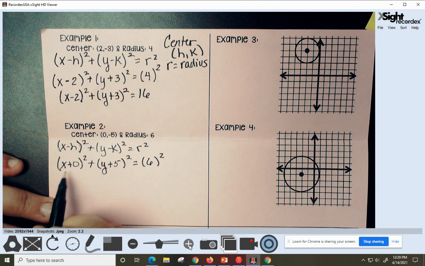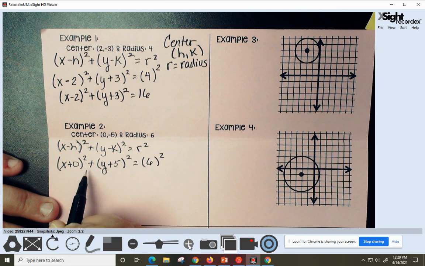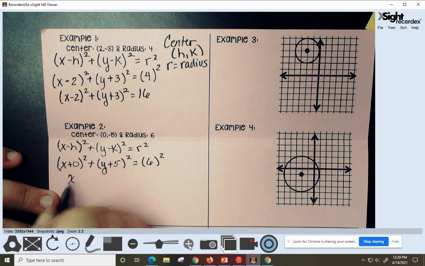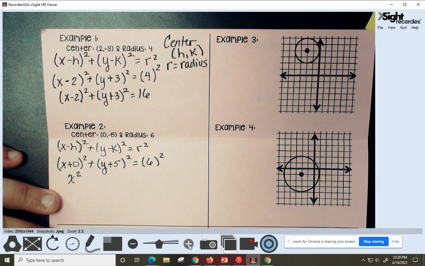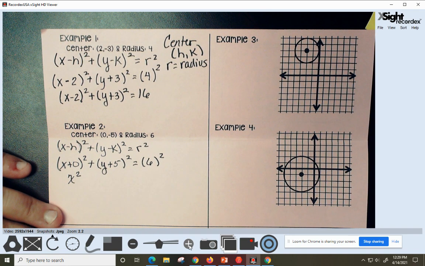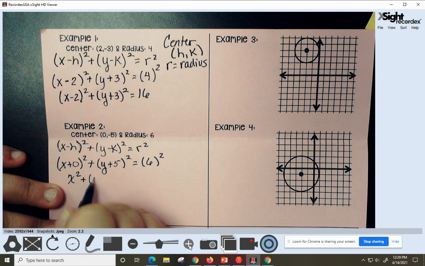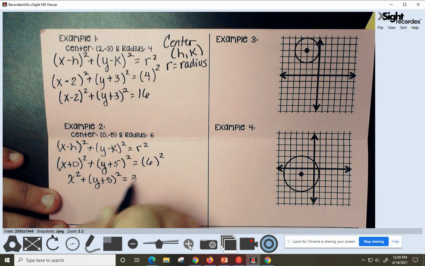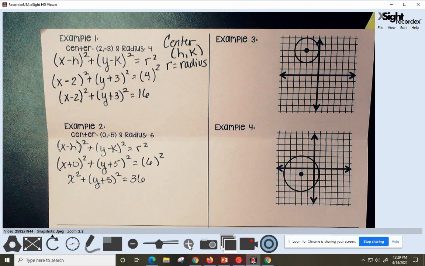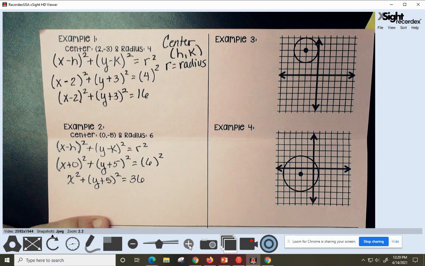Now, is this going to look a little different? Because it does not matter what x is. When you add 0 to it, it's going to stay the same number. So they're going to kind of drop that and just write that as x squared. And if it is x squared, then I know that it's passing through 0, plus that y plus 5 quantity squared is equal to 36. Okay.